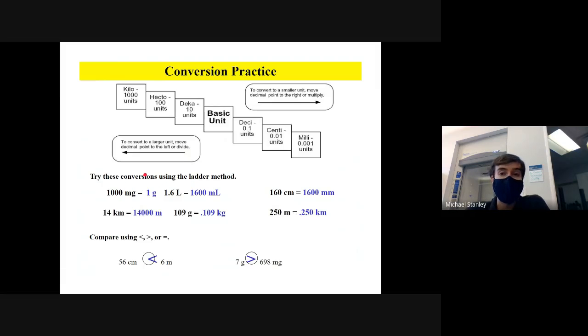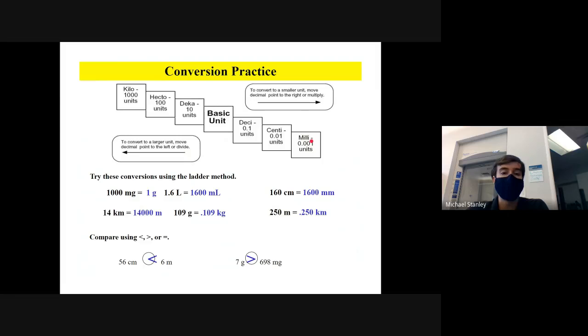So we need to figure out our starting point and our ending point. So mg, milligram, is our starting point. So that's over here. Here's our milli. And then grams are a basic unit. So grams, liters, meters, they're all basic units. So milli is our starting point. Grams, our basic unit, is the ending point.